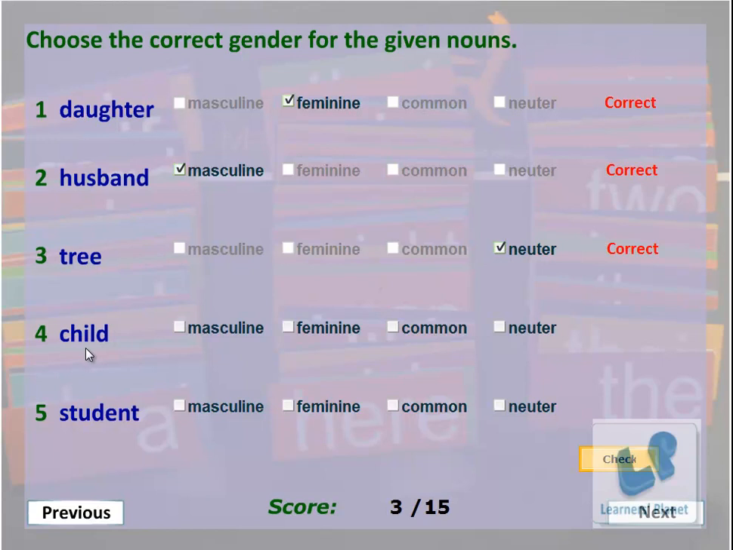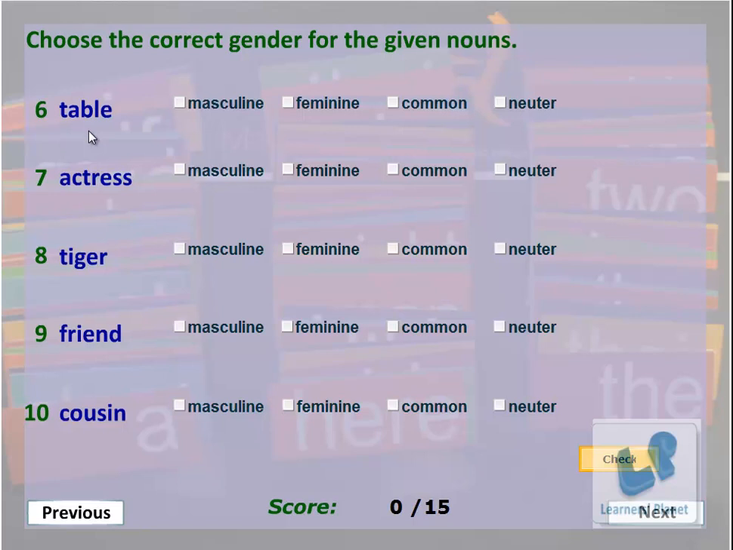Fourth is a child. Child can be a girl and it can be a boy, so it will come under the category of common. Similarly, a student can also refer to a female student or a male student, so this will also be common. Table. Now, table is a non-living thing, so this will be classified as neuter. Actress is feminine, it's a female.